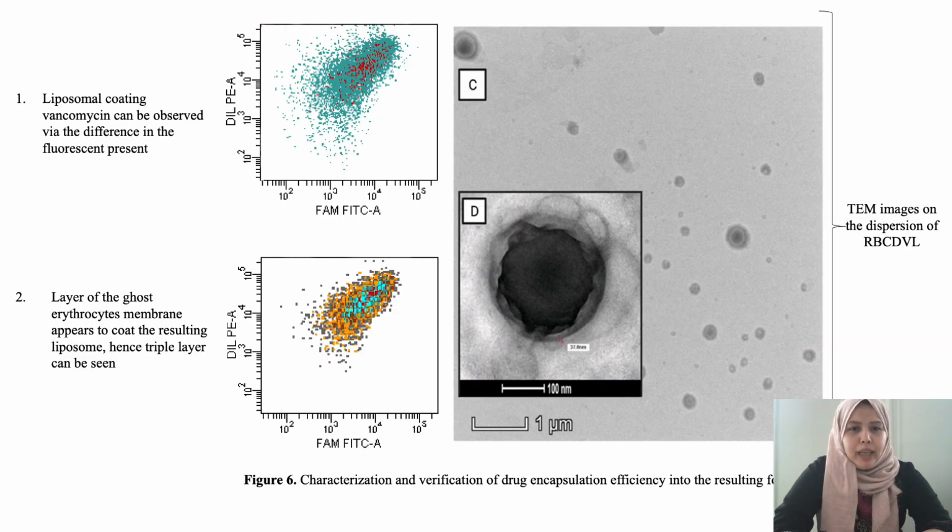Red blood cell coating can be seen in the TEM image of the dispersion of RBC-DVL. We can see here the red blood cell coating of the liposomal layer, and we further confirm by using flow cytometry. In the first picture, this is the liposomal coating of vancomycin, and the second picture is the layer of the ghost RBC coating the resulting liposome, hence a triple layer can be seen.